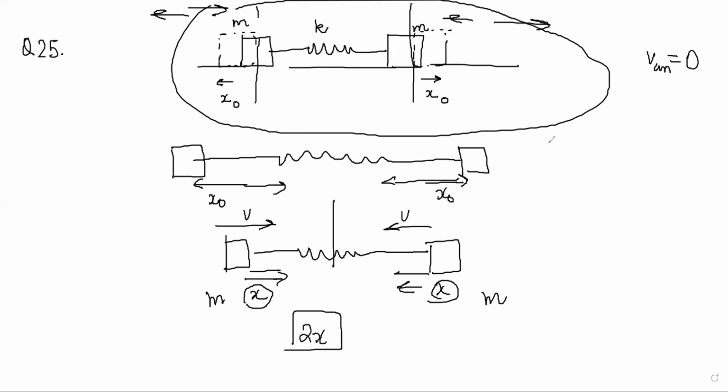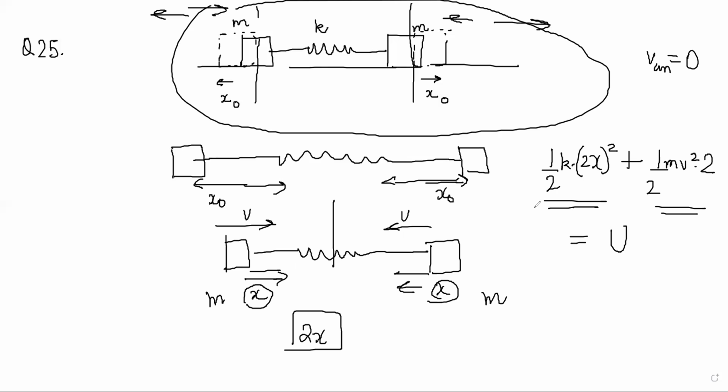So the total energy, if you write, spring energy will be half k (2x) whole square plus the masses have some kinetic energy. Potential energy is not necessary here because there's no gravitational potential energy change happening. So kinetic energy will be half mv square, and double of that because the other one also. There is no other energy; we have already put the spring energy. That is equal to U, the total energy. So this becomes half into 4x square, so 2kx square plus mv square is equal to U.